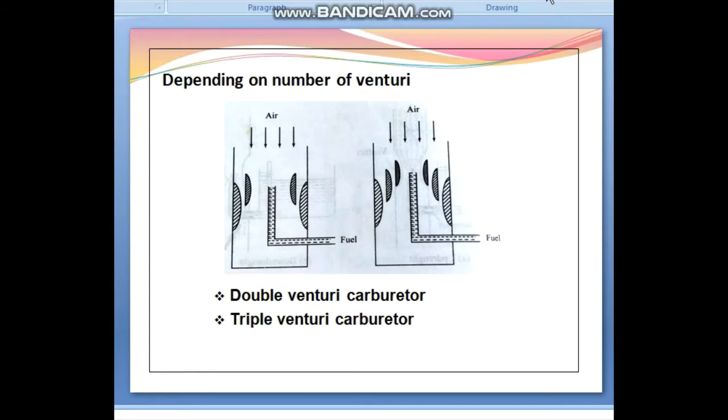So instead of a two venturi arrangement, we can use in certain carburetors a triple venturi arrangement in series, that is the second one, a triple venturi carburetor. There are three venturis: the primary venturi, secondary venturi, and main venturi. The outlet of the primary venturi is placed in the throat of the secondary venturi, and the outlet of the secondary venturi is situated in the throat of the main venturi.